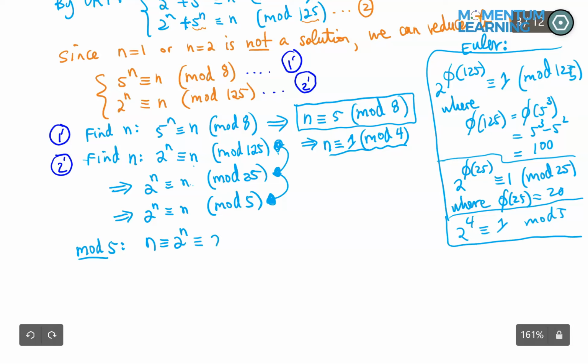All right, so therefore 2 to the, well, n is congruent to 1 mod 4, which means this is 1 plus 4k. Do you guys agree? So I am just putting it here.